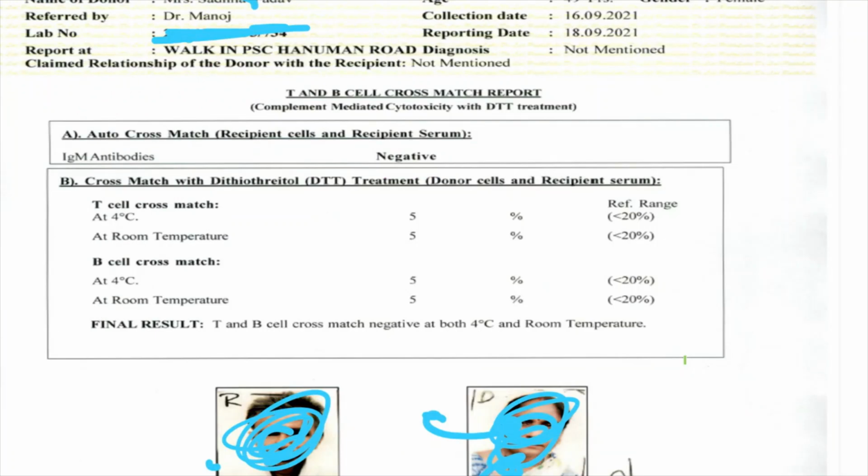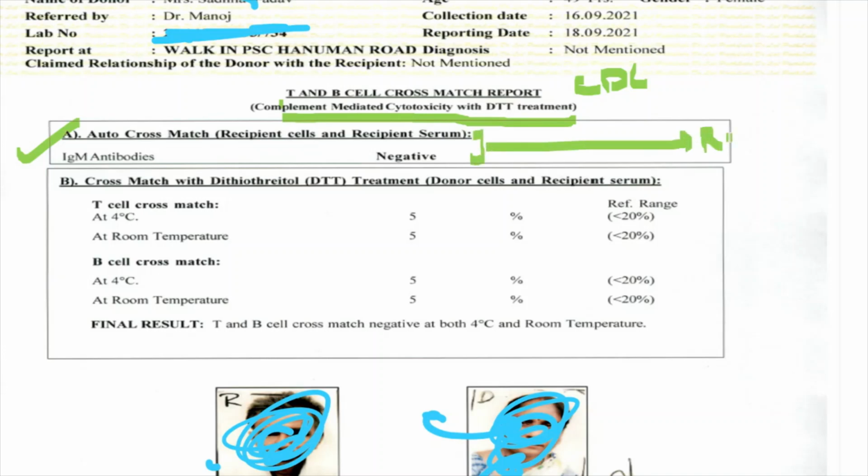So now coming to the report interpretation. See, T and B cell cross-match report, CDC cross-match, what they have mentioned: complement mediated cytotoxicity with a DTT treatment. Why DTT? To overcome the IgM false positivity. First they have done the auto cross-match. What they have done, they have taken the recipient serum and mixed it with recipient lymphocyte. No donor. They are checking how reactive the antibodies are.